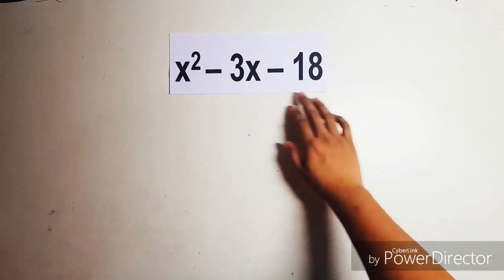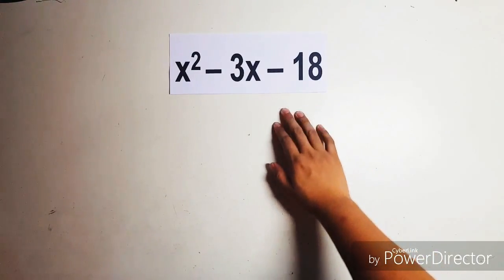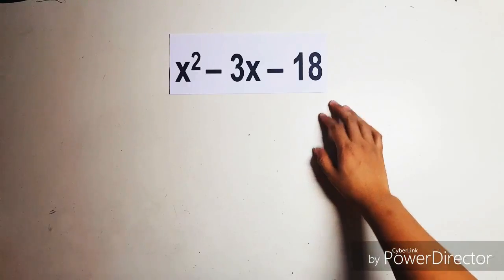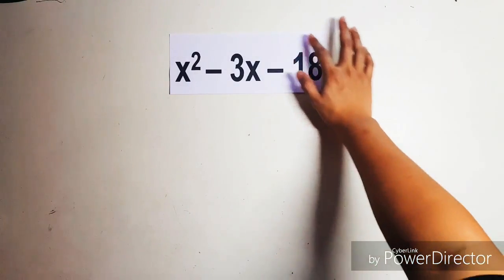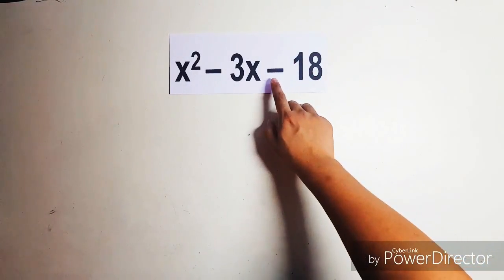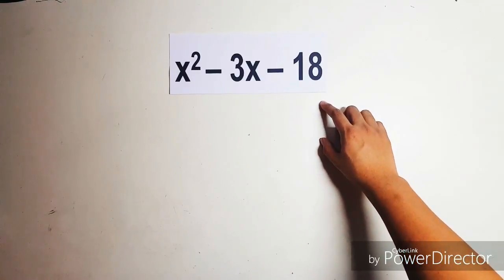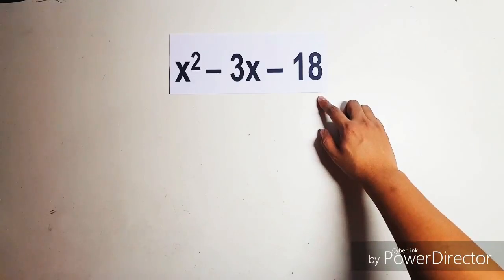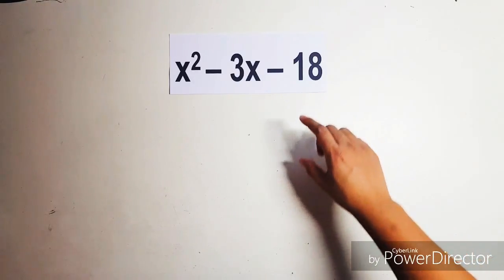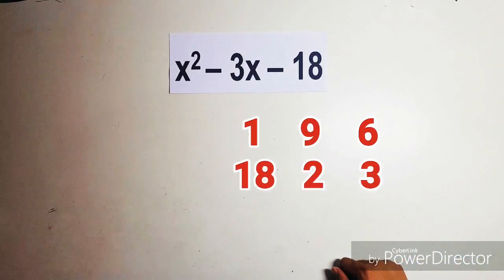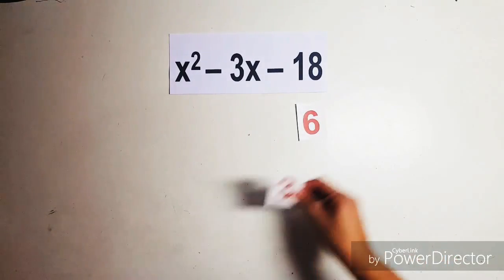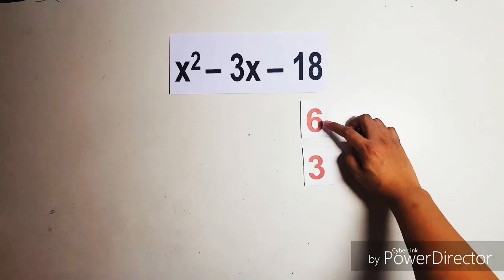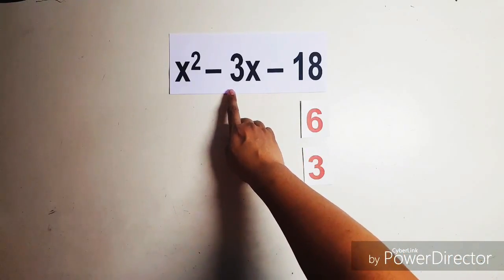x squared minus 3x minus 18. As we have done for the first example, we just have to look for the factors of the last term, wherein this time, since it is negative, when we subtract the factors, the answer must be 3. So, which among the factors of 18 will give us a difference of 3? And that is 6 and 3. When we subtract 6 and 3, the answer is 3.